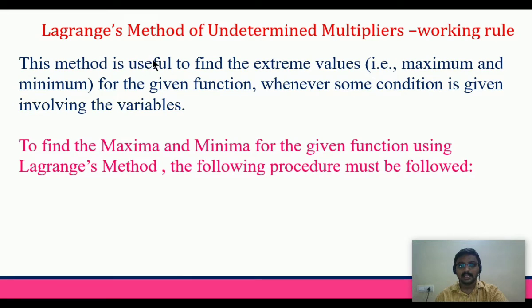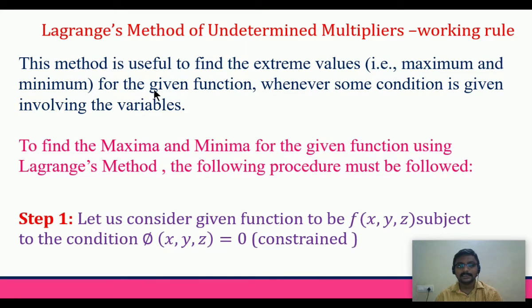To find the maxima and minima for a given function using Lagrange's method, the following procedure must be followed. Step 1. Let us consider the given function to be f of xyz, subjected to the condition phi of xyz equal to 0. The given expression in xyz is f of xyz, and the relation between x, y, z, that is the condition, is phi of xyz equal to 0.